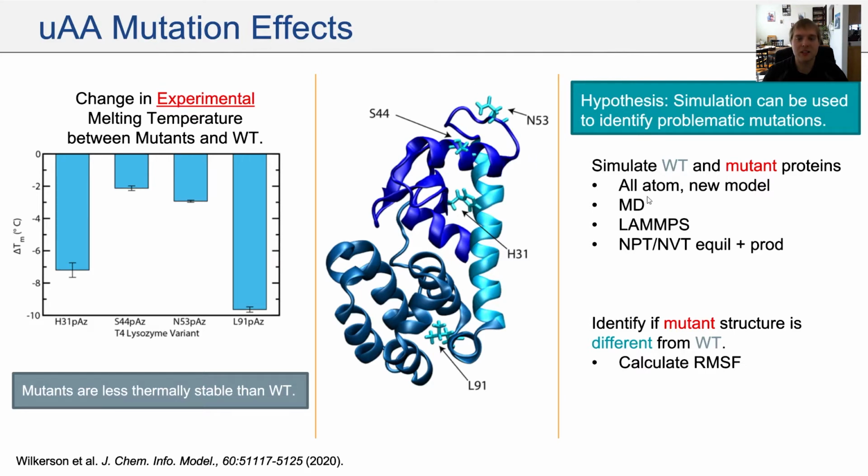We hypothesized that we could use simulation to identify problematic mutations. And the approach we took uses all atom solvated MD simulations. We first equilibrate the wild type and mutants with NPT to get the right density, and then use NVT. After a production run, we would calculate the root mean squared fluctuation of each protein compared to the PDB structure and compare the RMSF of wild type to that of the mutants. We wanted to see if changes in RMSF were correlated to the experimental changes in melting temperature.